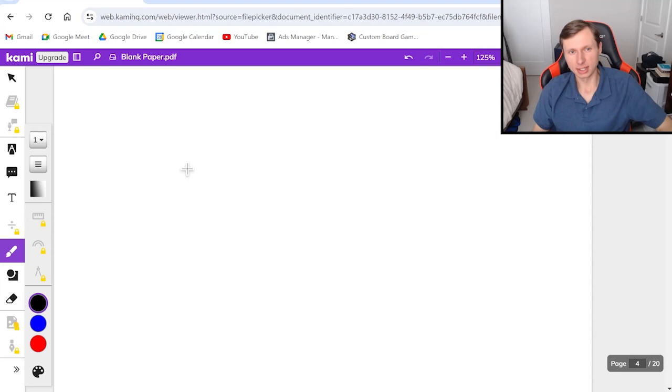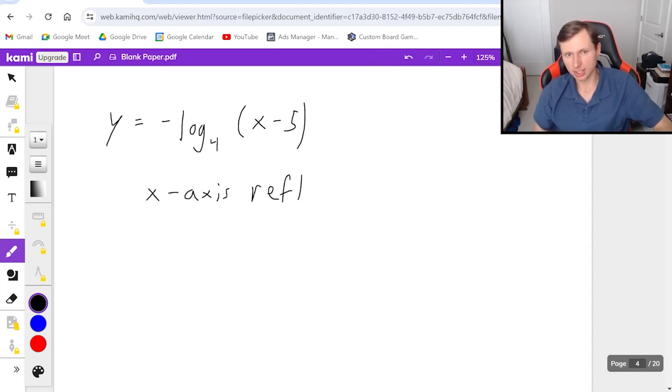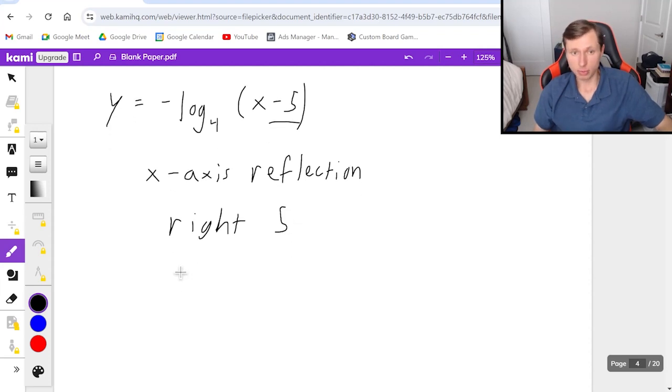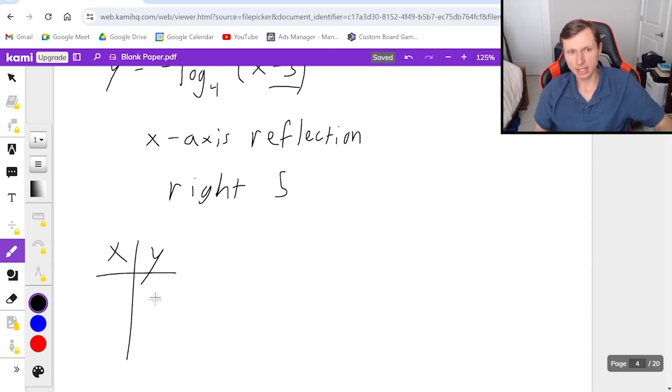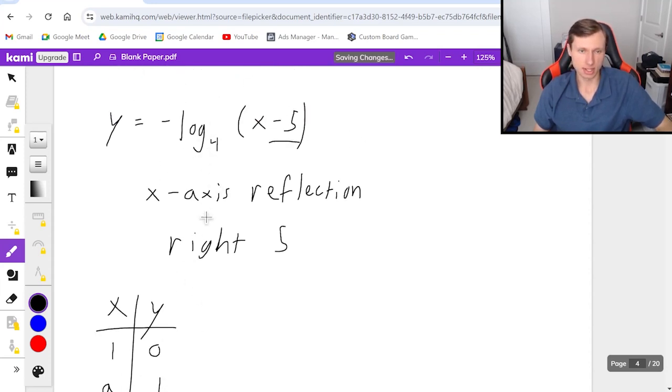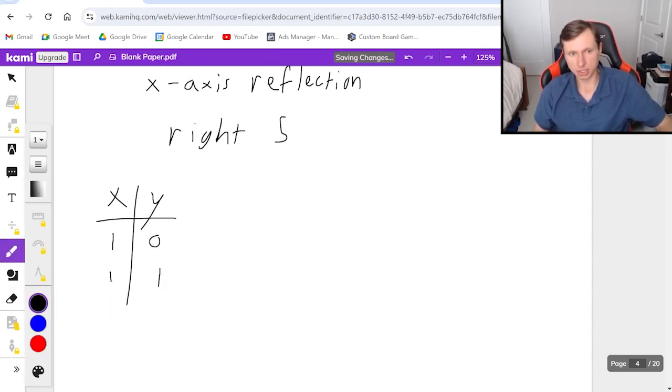Now let's do another one. Let's say I have y equals negative log base 4 of x minus 5. So for this one, I noticed 2 things. Number 1, based on the position of that negative sign, it will be an x-axis reflection. And I also know because of this minus 5, we are going to be shifted right 5. Now I'm going to do my table of values, x, y, 1, 0, and a, 1. In this case, a is 4 because log base 4. So that just goes there.